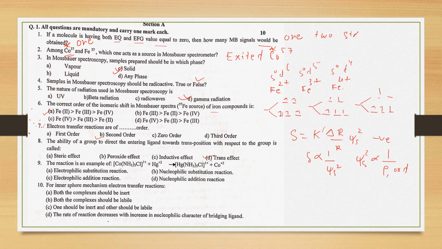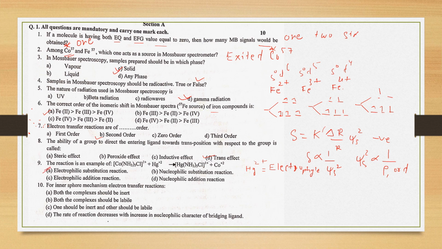Fine. So in this reaction what's happening is the cobalt is being replaced by Hg2+, right? So it means plus Hg2+. Fine. If it is plus, what does it mean? It means it is an electrophile. If it is an electrophile, then there is an electrophilic substitution, right? So this is an electrophilic substitution reaction. So answer option A is the right option.